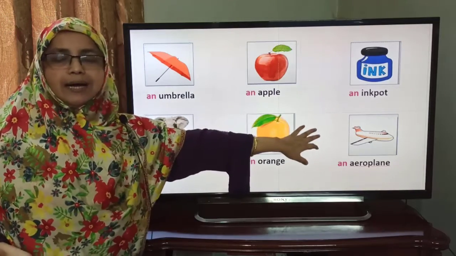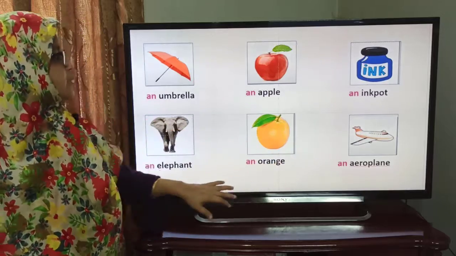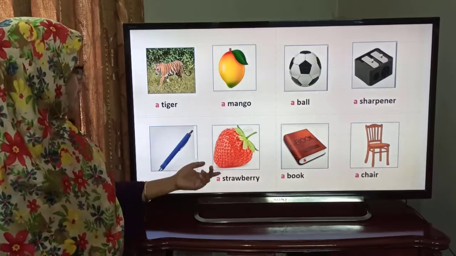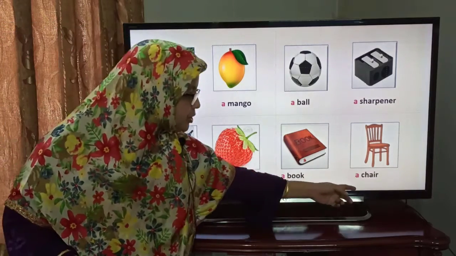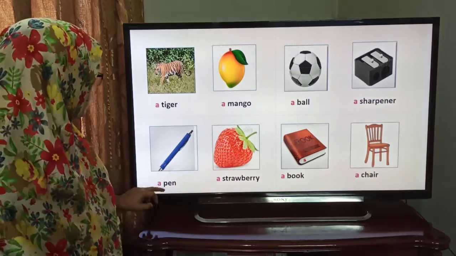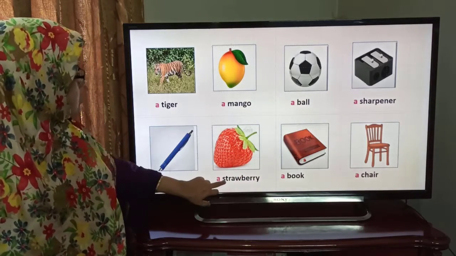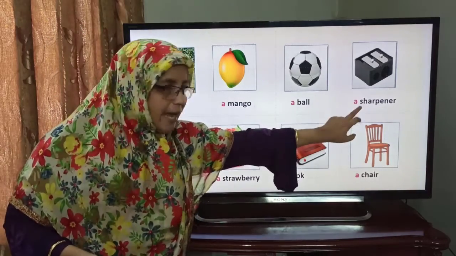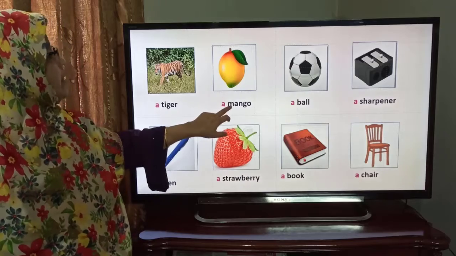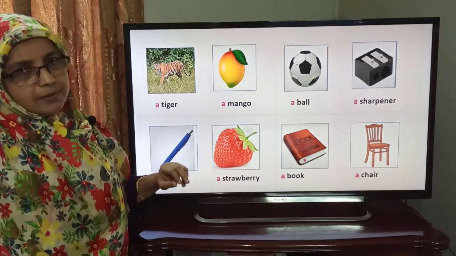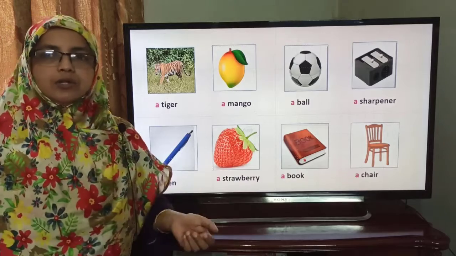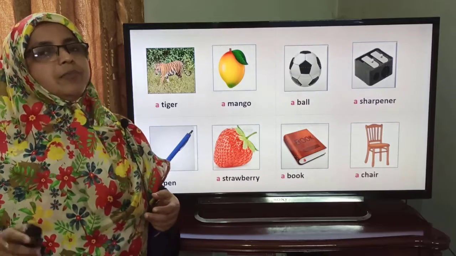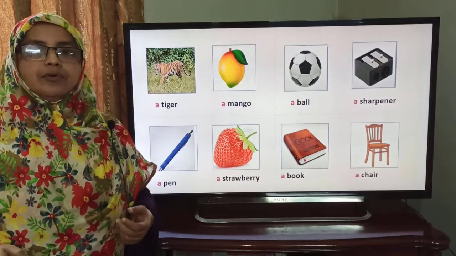So those are vowels. Let's see another example. A tiger, a mango, a ball, a sharpener, a pen, a strawberry, a book, a chair. Those words begin with consonants P, S, B. A chair begins with C, a sharpener begins with S, a ball, a mango begins with M, then a tiger. So the word begins with a consonant. We have to use a for a consonant sound, and when the word begins with a vowel sound, we have to use an.